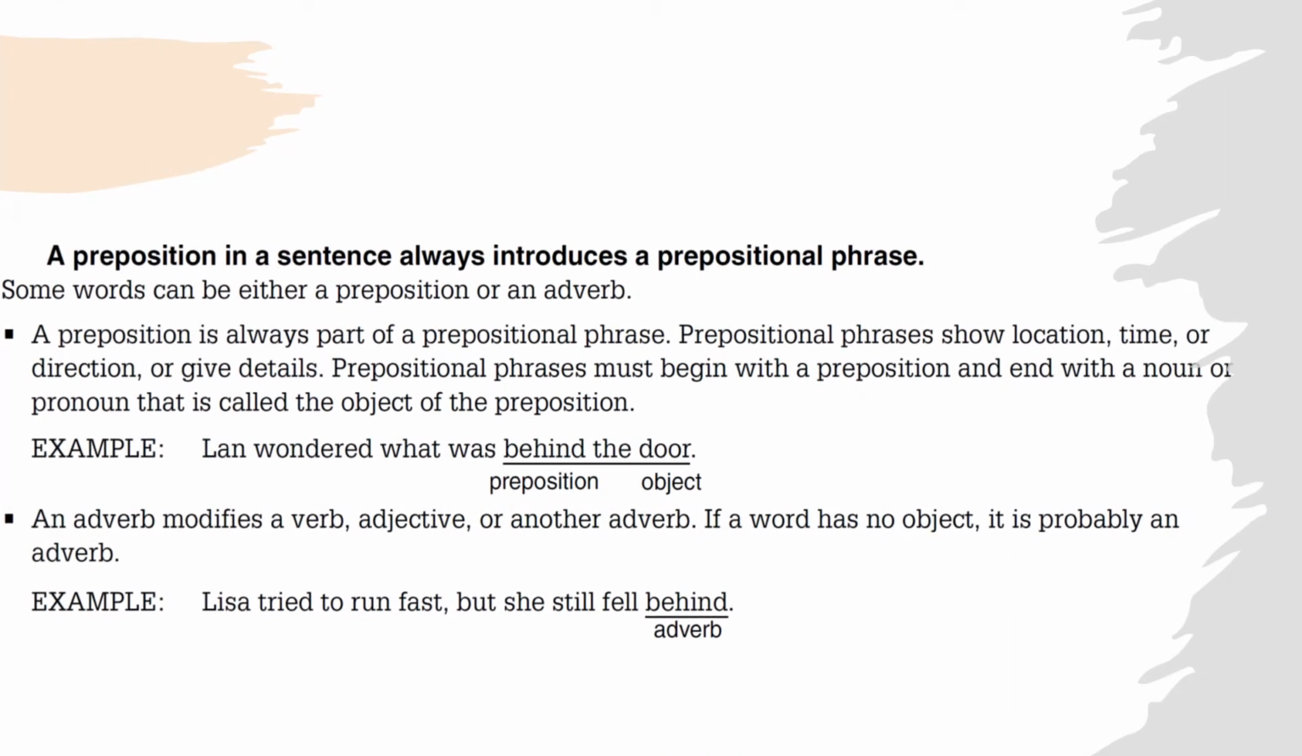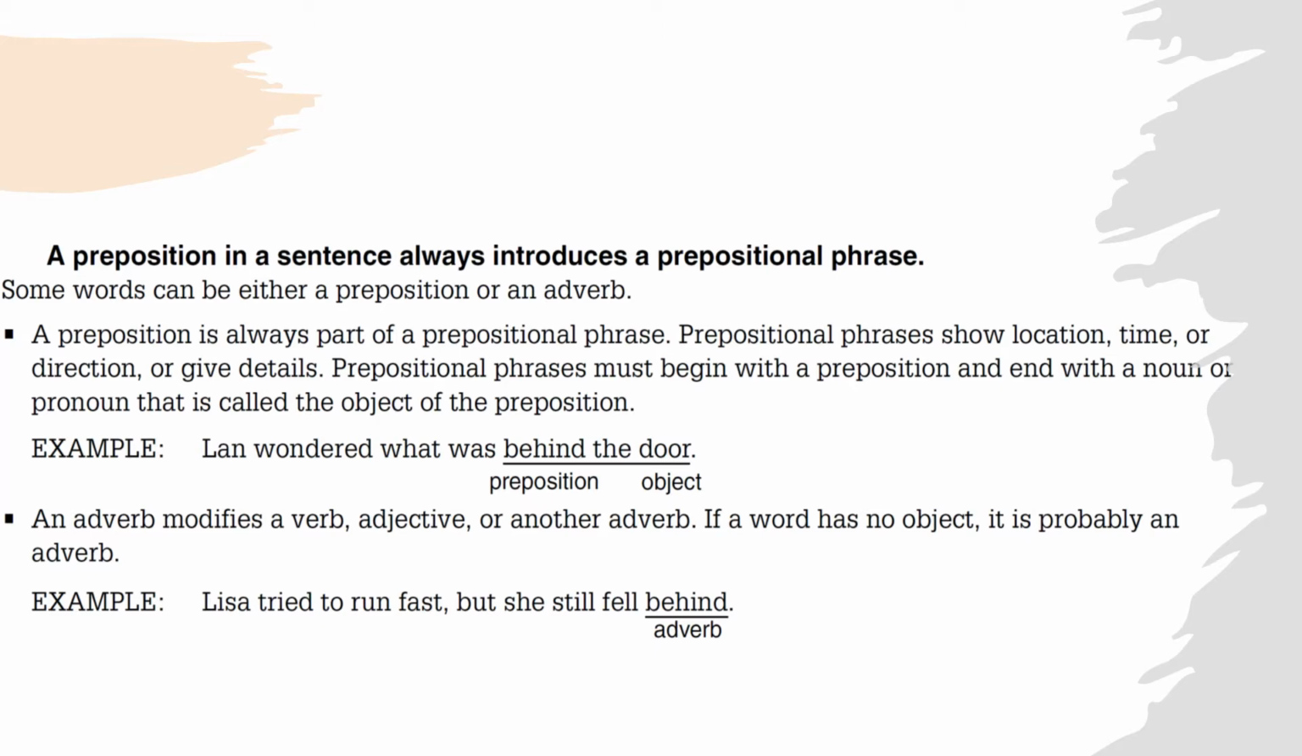So, a preposition in a sentence always introduces a prepositional phrase. Words can be either a preposition or an adverb. So how can we tell? A preposition first is always part of a prepositional phrase, which is something we already studied. And prepositional phrases show location, time, direction, and give details.